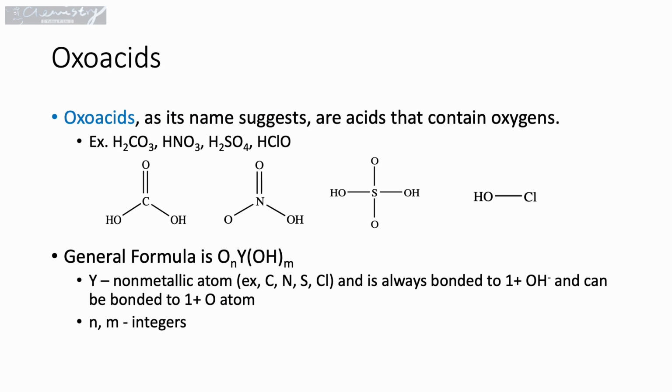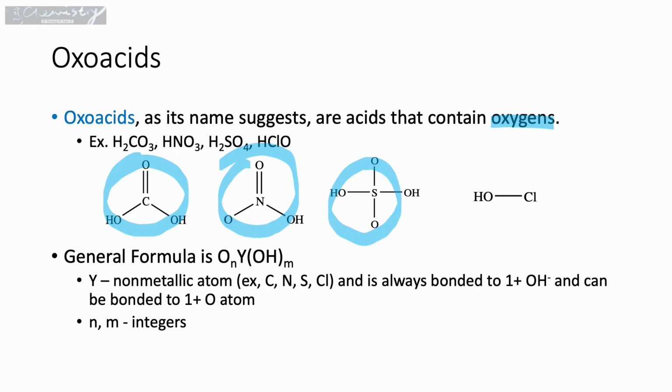The next category that we're going to talk about is the oxoacids. Oxoacids, as its name suggests, are acids that contain oxygens. Examples include carbonic acid, nitric acid, sulfuric acid, and then we also have hypochlorous acid.